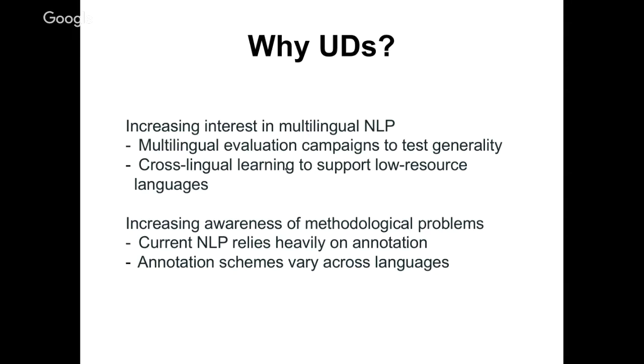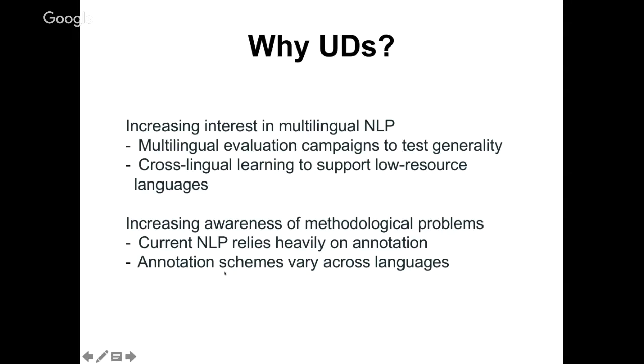Well, there was an increasing awareness of some methodological problems. First, current natural language processing relies heavily on annotation. You see, I use the word train. In 2019, most of the NLP tools are stochastic tools, and you need a training set to train a model of these stochastic tools. So we really rely on the annotation provided by treebanks and corpora to train well-performing natural language processing tools.